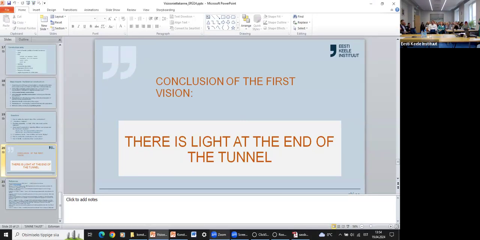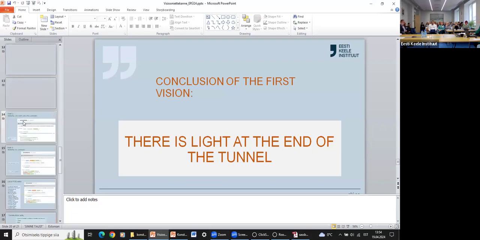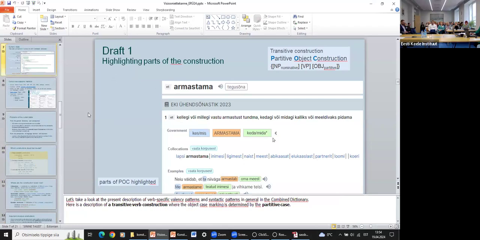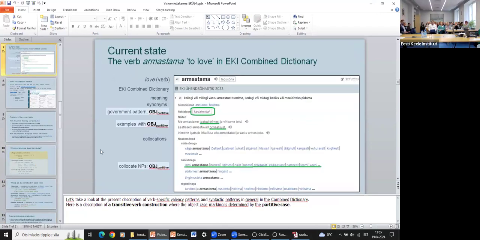Very interesting. I have lots of questions, but regarding the integration of the construction entries and the lexicon entries, the picture you showed there had the construction included in the lexical entry, but then you were talking about them as if they were separate entries. So how do you combine them?